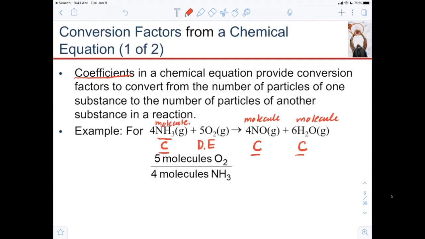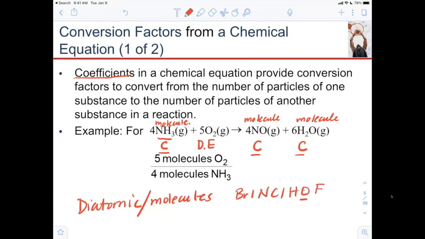Well, what do we do with the element? It's kind of tricky with the element. If the element is diatomic, we talked about this before. The diatomic elements are the ones that exist as molecules, remember those? Those were the Brinkelhoff, and you can see oxygen is part of that Brinkelhoff group. These are described as molecules. They're not really called atoms. The 2 atoms of oxygen make up 1 molecule of oxygen. So here, the term you use is molecule, because you don't just have 1 oxygen, you have 2 of them.